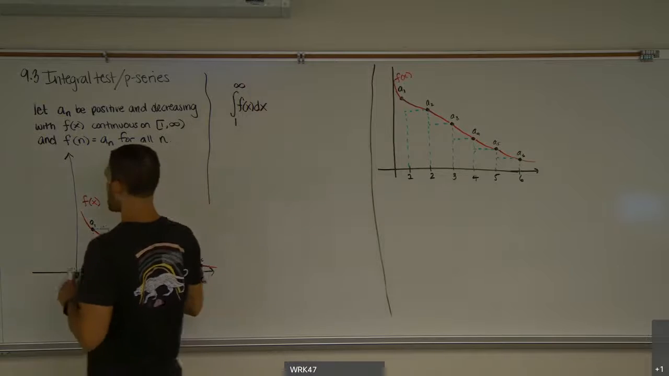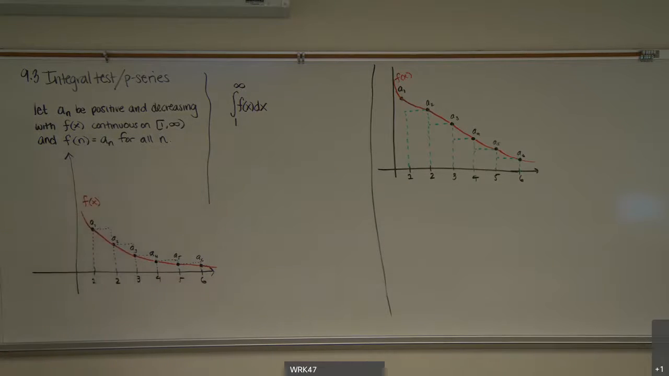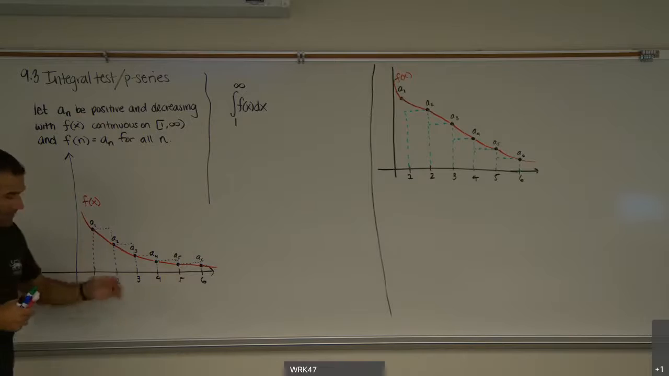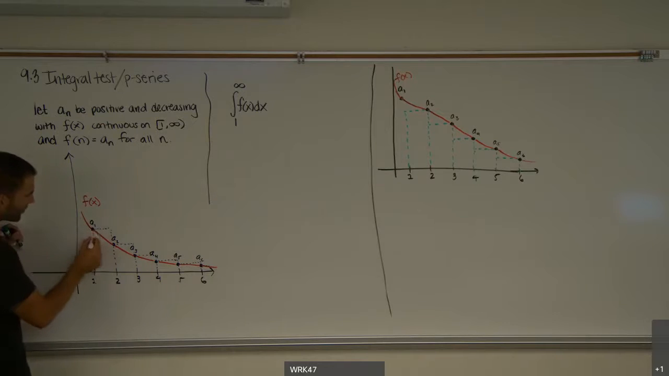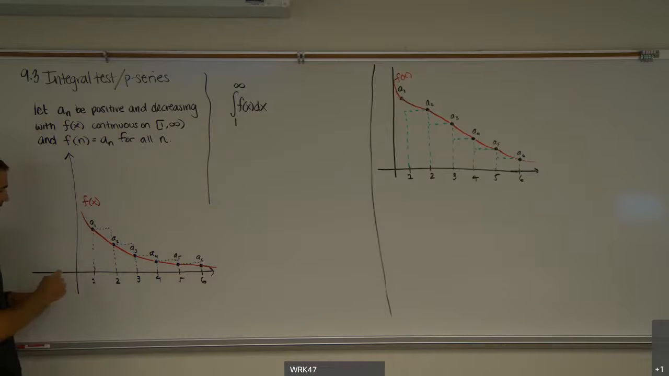The definite integral of this function from 1 to infinity. Now, since this is positive and decreasing, my function is then positive and decreasing. We're always above the x-axis, so I can call this area, in fact. Right? This is the area under the curve. And so really, we're asked to find the area under the curve of this function from 1 to infinity.